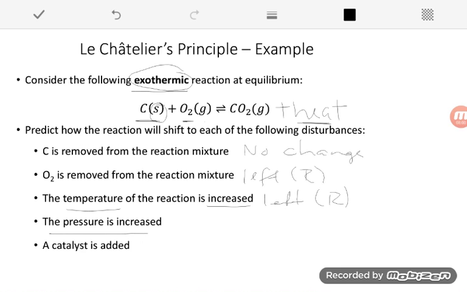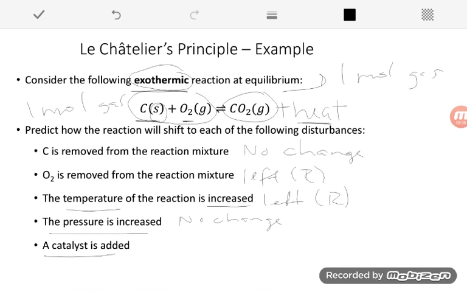The pressure is increased. So what I need to do when it talks about pressure or volume is look at the moles of gas, and on the left side, I only have 1 mole of gas, because again, carbon's a solid. And on the right side, I have 1 mole of gas. So keep in mind this is gas. So if I have an equal number of moles on both sides, if I change the pressure or volume, it's still not going to do anything. One side isn't better than the other. So if I have equal moles on both sides, it's just not going to shift.